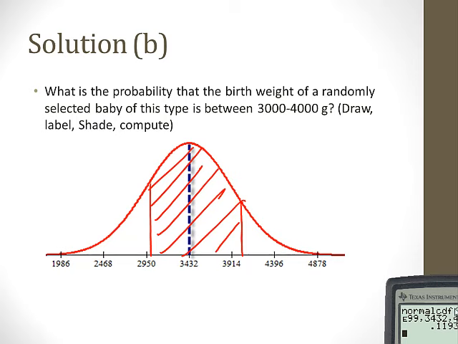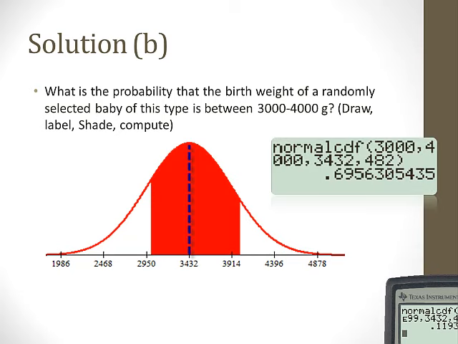I'll assume you can put that in: left bound, comma, right bound, comma, mean, comma, standard deviation. Again, our standard deviation is 482. There's my shading again, and I get about 0.6956, about 70%. I forget what I told you to round to, maybe 4 decimal places. 0.6956.